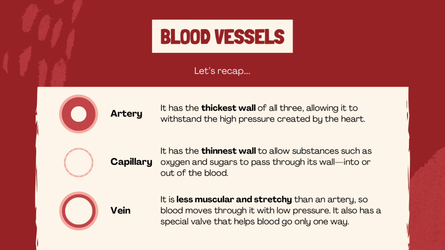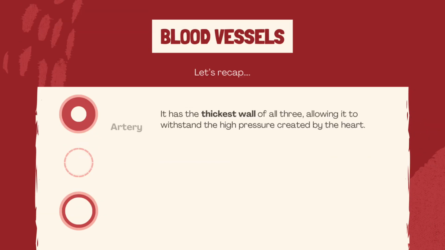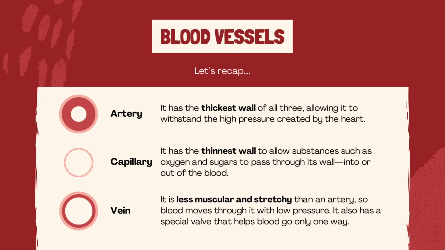Next, regarding the vein. It is less muscular and stretchy, as it carries blood from all body parts towards the heart. So it carries blood at low pressure. It has a special valve that helps blood go only one way, so that there is no backflow of the blood. And veins have thin walls and a big lumen. As you can see, they have a wide lumen, but arteries had a narrow lumen.